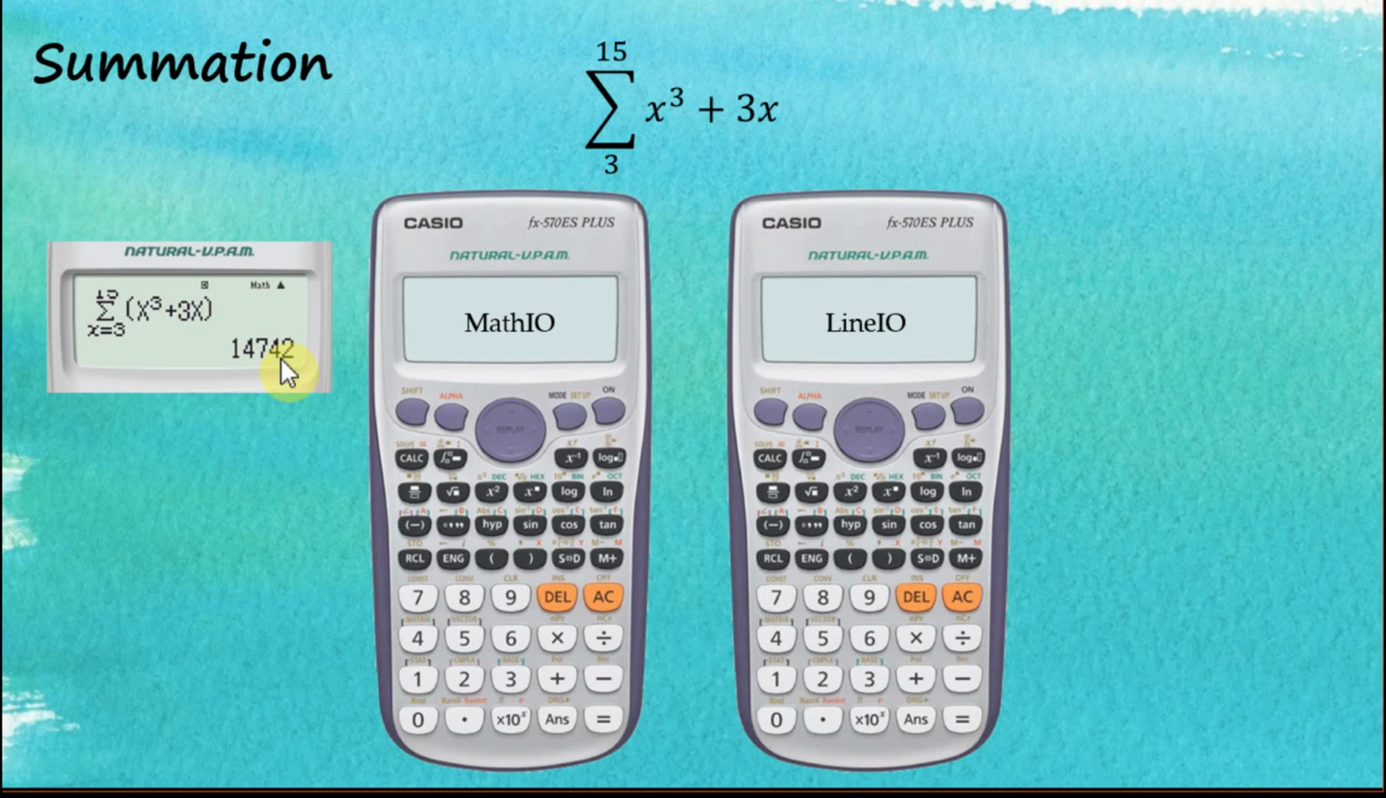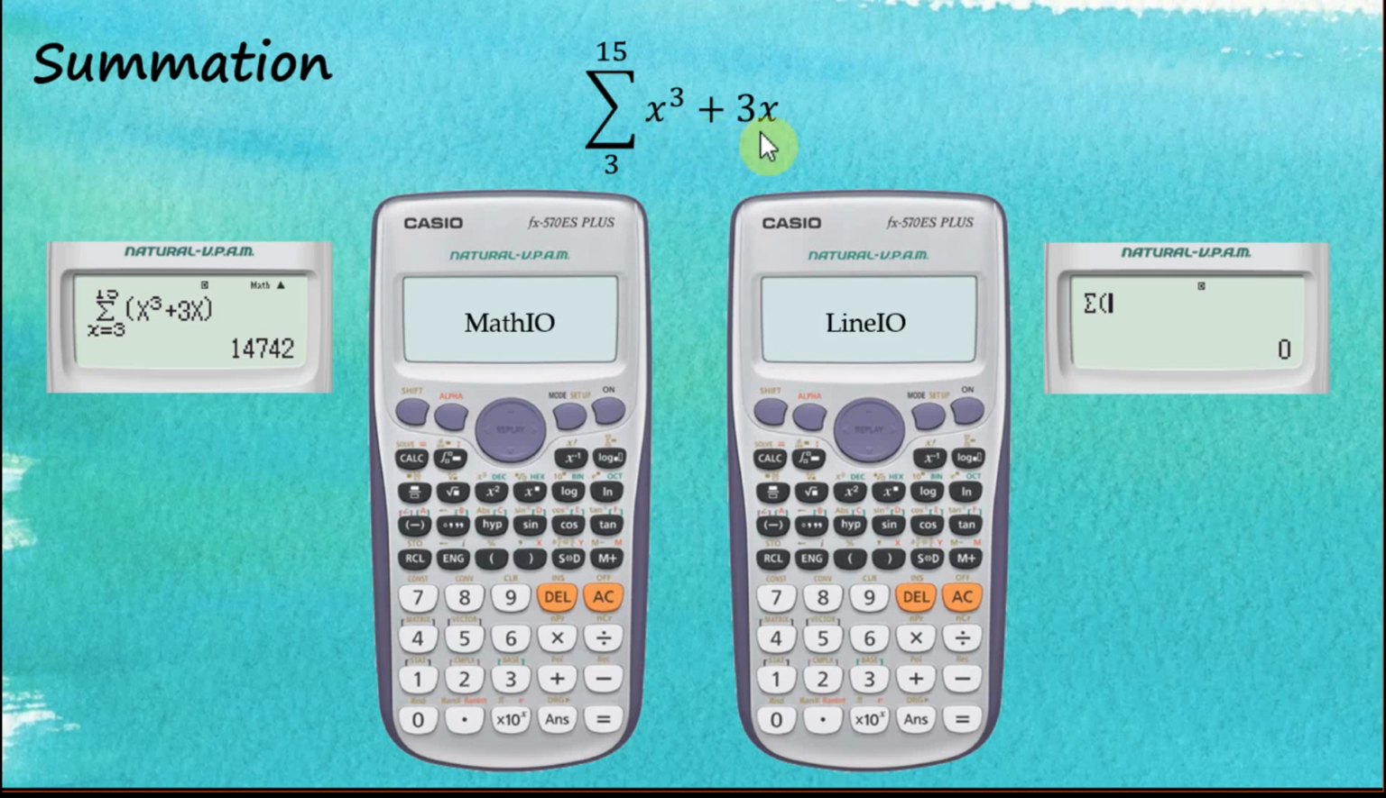Okay, and for linear input output, it's slightly different. Okay, so we start with the summations, shift summations. Okay, and then we key in the function first. Yep, the function is x cubed plus 3x. So alpha x and then shift cube plus 3x.